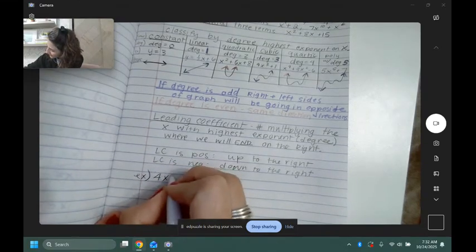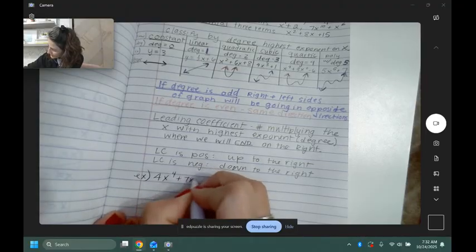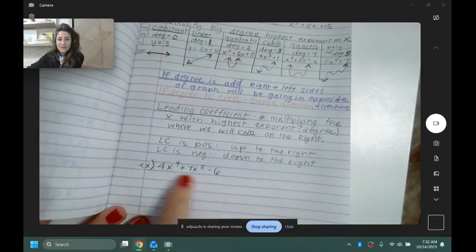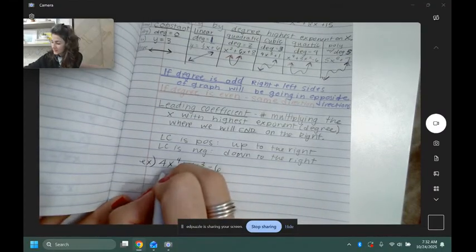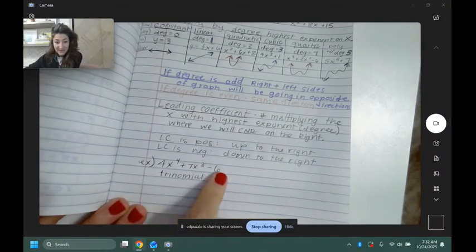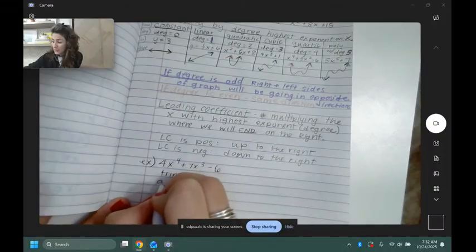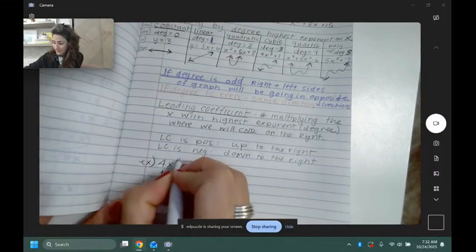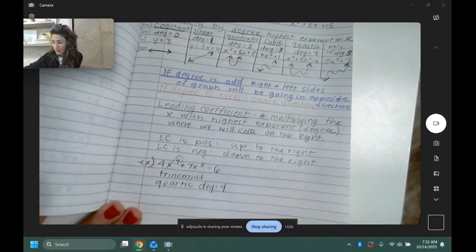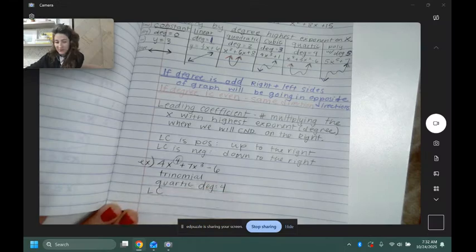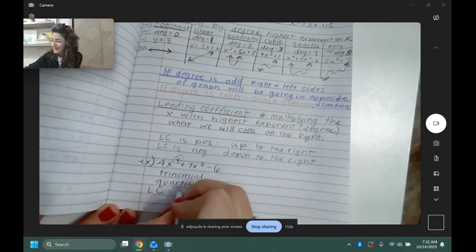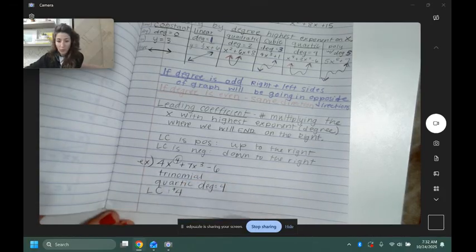Okay, so for example, let's say I had 4x to the 4th plus 7x cubed minus 6. What type of polynomial is this? This is a trinomial because there are 3 pieces. This is a quartic because the highest exponent is 4. The leading coefficient here, what's multiplying x to the fourth, is positive 4.